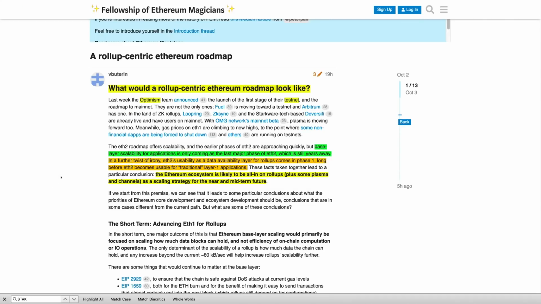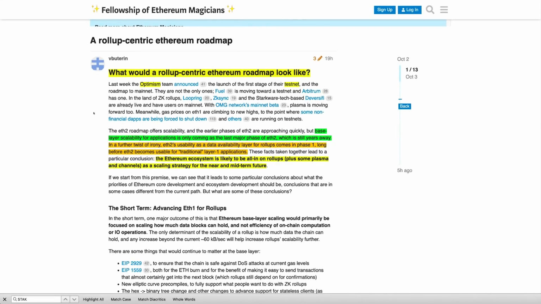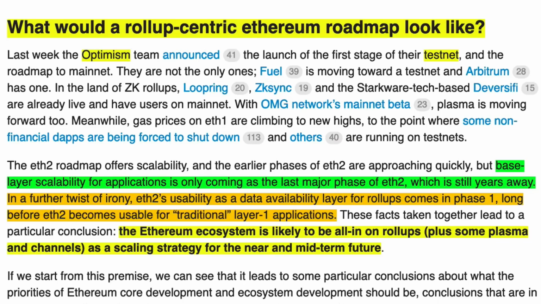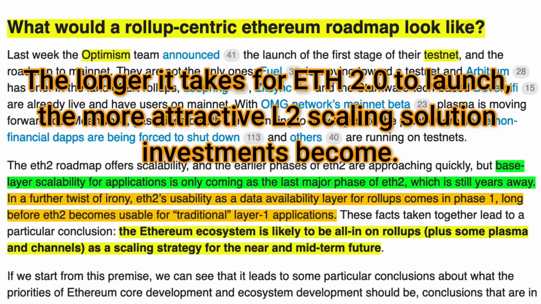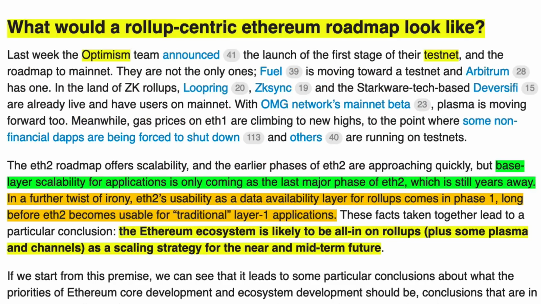So in this blog, Vitalik Buterin talks about all the different types of rollups and layer 2 scaling solutions in the first paragraph, but really this is what it all boils down to in the second paragraph. Base layer scalability, that's basically scaling on Ethereum itself, on the blockchain itself, for applications is only coming as the last major phase of ETH2, which is still years away. Okay, so we're not talking even 2021, we're talking 2022 before ETH 2.0 really scales, according to Vitalik, again, according to some other people who I've seen have similar predictions.